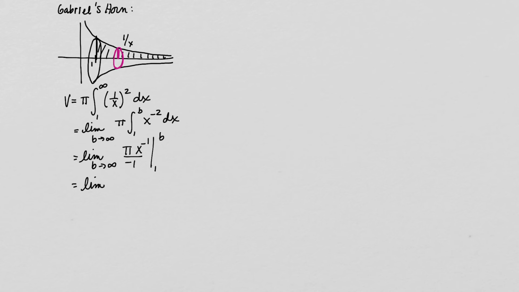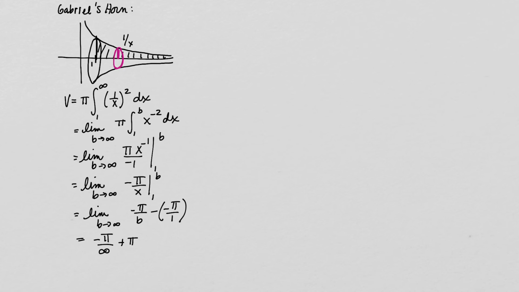I'm just going to rewrite this to make it look a little cleaner. So really we have minus pi over x evaluated from 1 to b. If I plug in b, I have the limit as b approaches infinity of minus pi over b minus negative pi over 1. And if I plug in infinity, I've got minus pi over infinity plus pi. This first part goes to 0. So the volume turns out to be pi.